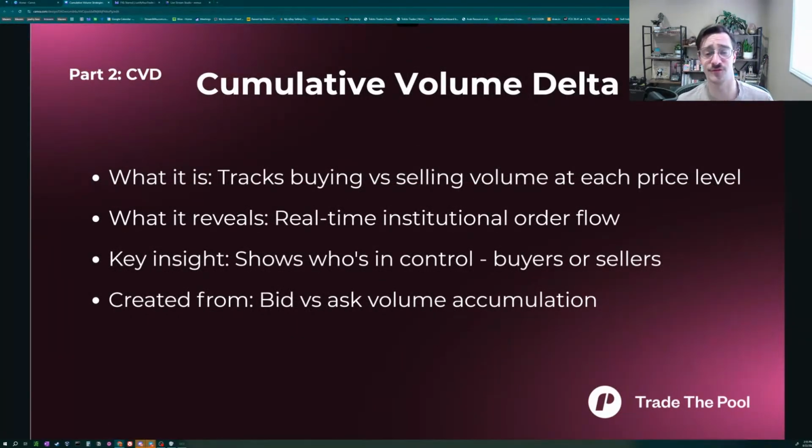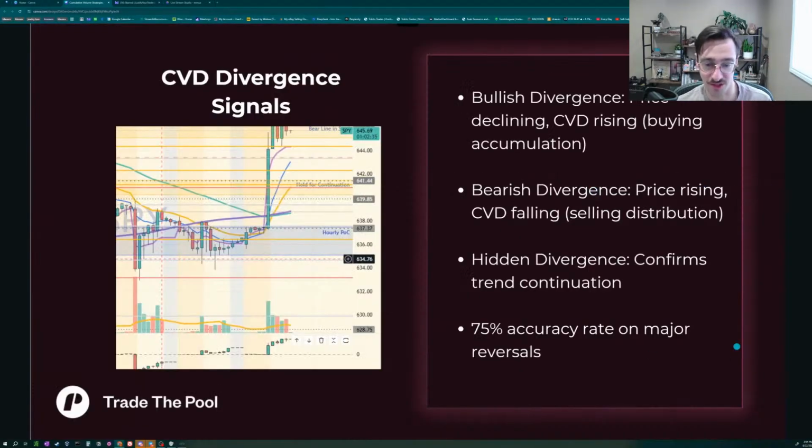So the first indicator is cumulative volume delta. What it's going to do is track buying versus selling volume at each price. And it's basically going to reveal this real-time institutional order flow. So it's going to show who's in control, whether it's the buyers or the sellers. It's going to be most relevant, I think, in really short time frames. I've actually found it very responsive on like 1 or 5 minute candles to pinpoint reversals. But you can also look at the hourly here and look at it day to day to get a picture of what is going on underneath the hood.